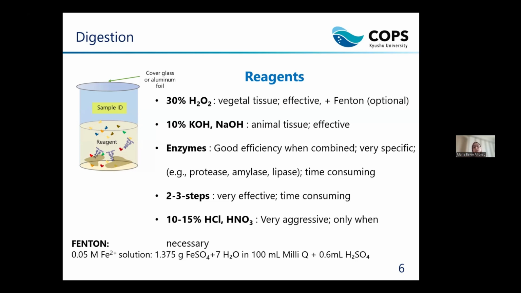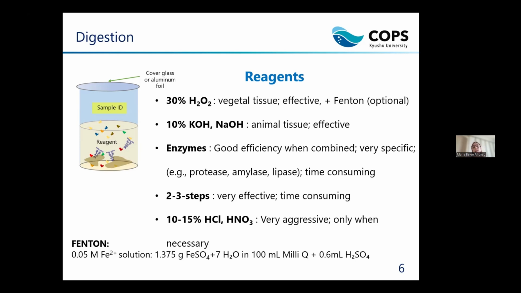One of the most used reagents is hydrogen peroxide for wet peroxidation at 30%. It's very effective for vegetal tissue, and you can make the reaction quicker using the Fenton technique. But I don't recommend the Fenton if you're a beginner in digestion, because it's very reactive and you can have some problems managing it. It's easier using just the peroxide, but it takes a little bit more time. Another option is using KOH or NaOH, potassium hydroxide or sodium hydroxide.